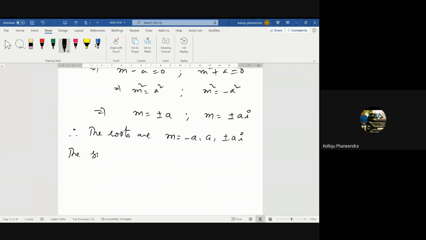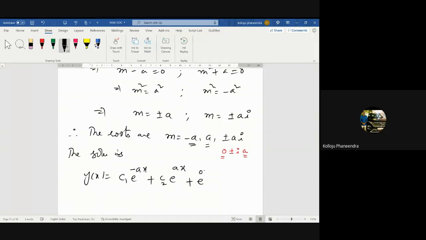Therefore, the solution is y of x equal to, first one, this is real, not repeated. So c1 into e power minus ax. This is also real, not repeated. So c2 into e to the power of ax, plus coming to this, what is this form? 0 plus or minus ia. Real part is 0. Imaginary part is there, not repeated.